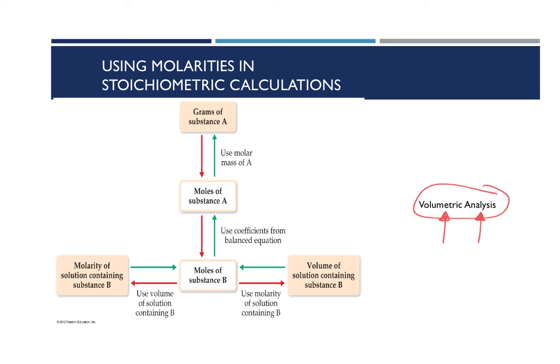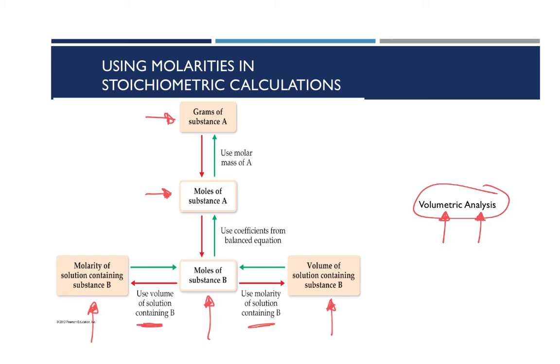So this graphic is sort of showing you that if you know the molarity of a solution containing substance B, or a volume of it, you can then, using titration, figure out the molarity or the volume, and use those to figure out how many moles of substance B you have. If you know how many moles of substance B you have, you then know how many moles of substance A in the reaction using the mole ratio. And you could also, from there, use molar mass to get to grams. Basically, this is a way to use molarities in stoichiometric calculations.